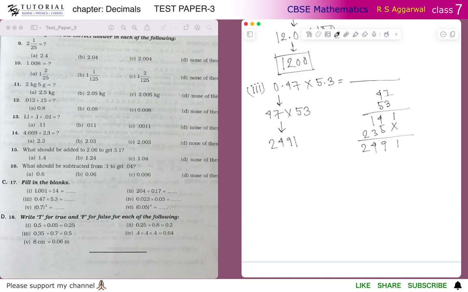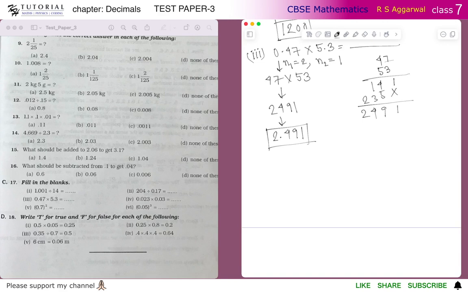Now we have to put the decimal point such that in the product its decimal places becomes the sum of the decimal places of the decimal numbers. So over here n1, that is the decimal places of the first decimal number, is 2, and the decimal places of the second decimal number, n2, is 1. So we have to put the decimal point in 2491 such that its decimal places becomes n1 plus n2, that is 3. So the result becomes 2.491. This is the answer.